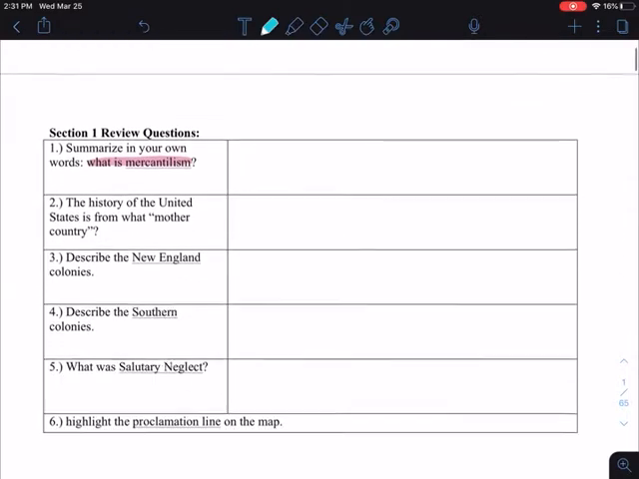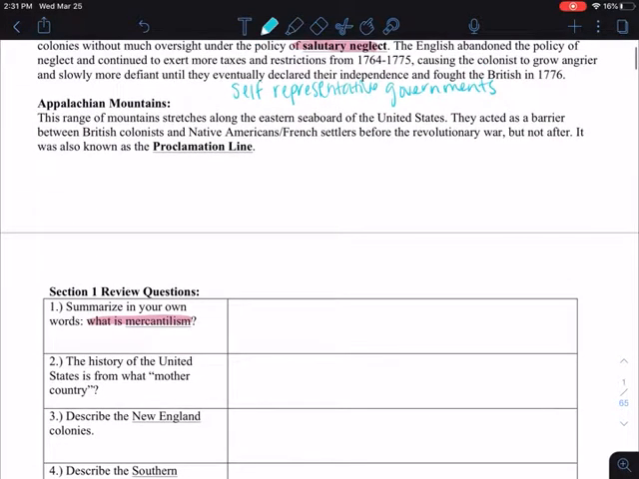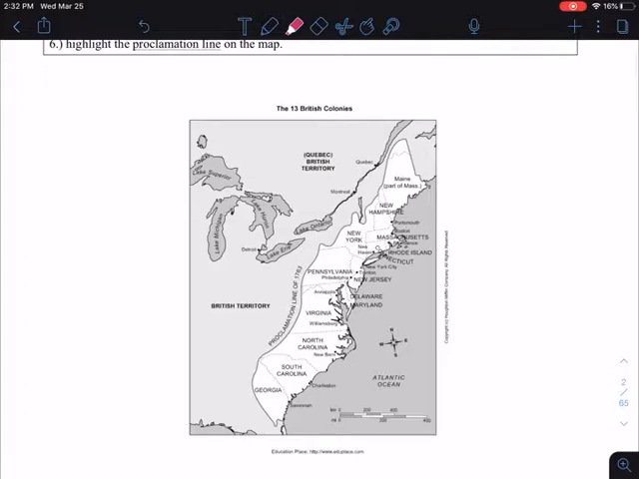Good. Next question. Highlight the proclamation line on the map. If we read here, we remember that the proclamation line stretches along the eastern seaboard of the United States, that mountain range right there. And if we look at this map, oh, look at that. It's already labeled for you. But the proclamation line is going to be right here, and the geographic feature that it follows is the Appalachian Mountains. Remember, Appalachian Mountains. We don't want the settlers moving west.